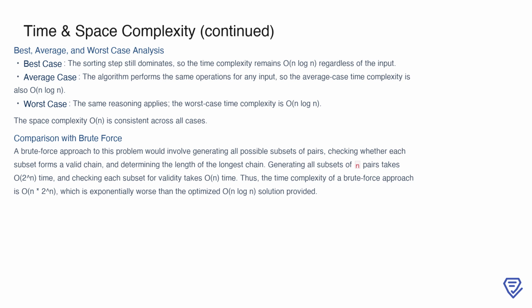Additionally, let's compare this optimized solution with a brute force approach. A brute force method would involve generating all possible subsets of pairs, checking each subset to see if it forms a valid chain, and then determining the length of the longest chain. Generating all subsets of n pairs takes 2 to the power of n time, and checking the validity of each subset requires n time. This means the brute force method has a time complexity of n times 2 to the power of n, which is exponentially larger than the O(n log n) complexity of the optimized solution. Clearly, the optimized approach is significantly more efficient.